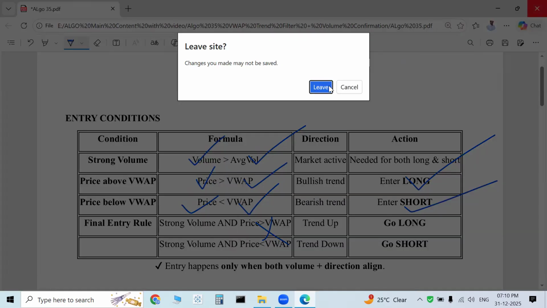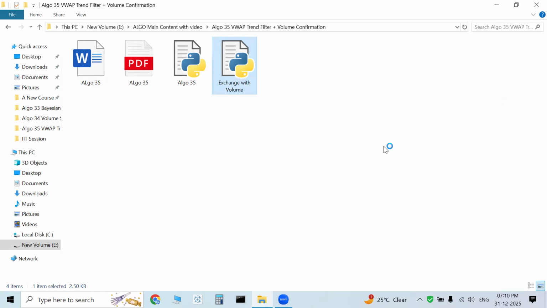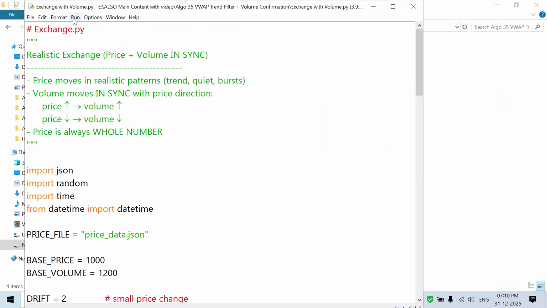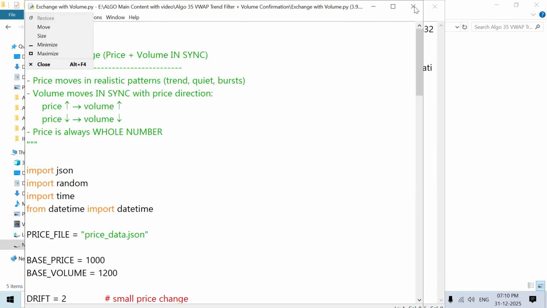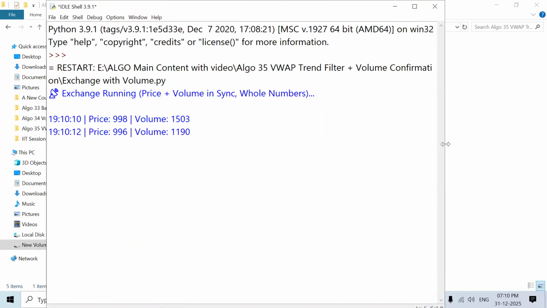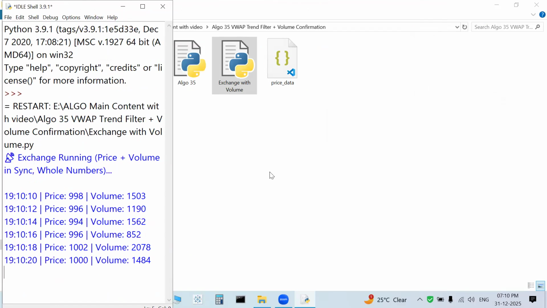Now let me show you this in an actual simulation environment. So first we are going to run our exchange. So the exchange is going to change the price and the volume randomly. We have no control over the price and the volume.